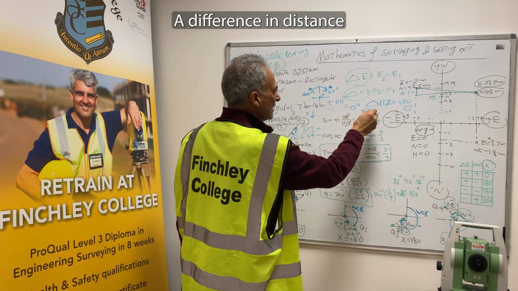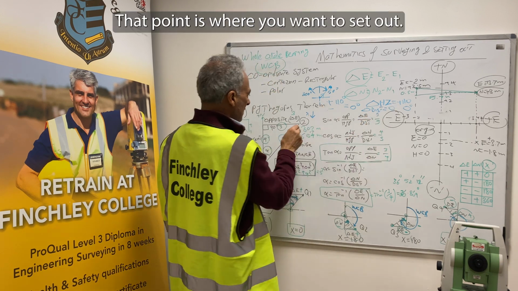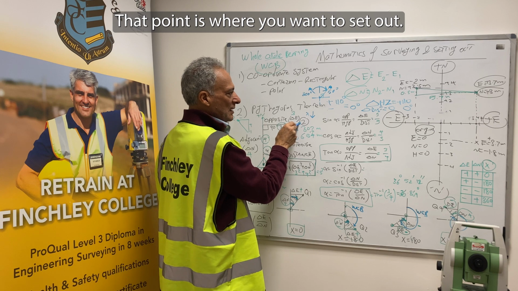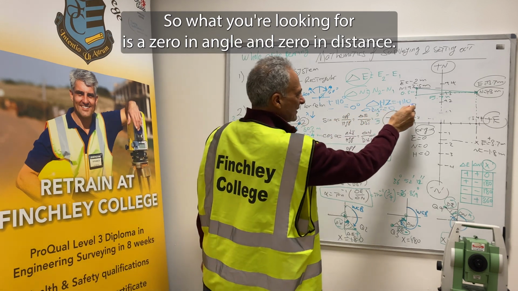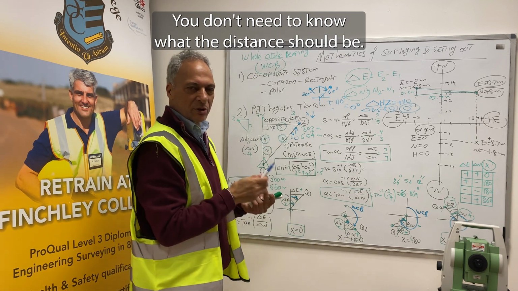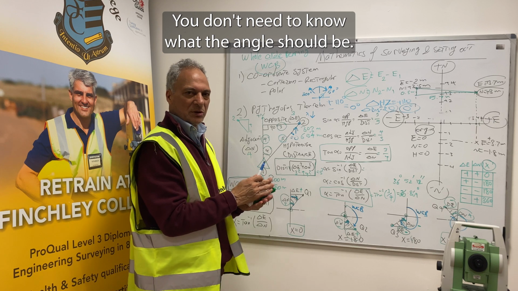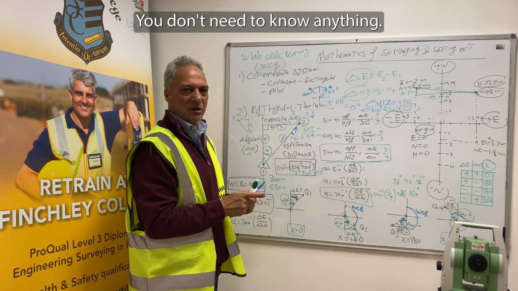The difference in distance is 0, that point is where you want to set out. So what you're looking for is a 0 in angle and 0 in distance. You don't need to know what the distance should be. You don't need to know what the bearing should be. You don't need to know what the angle should be. You don't need to know anything.